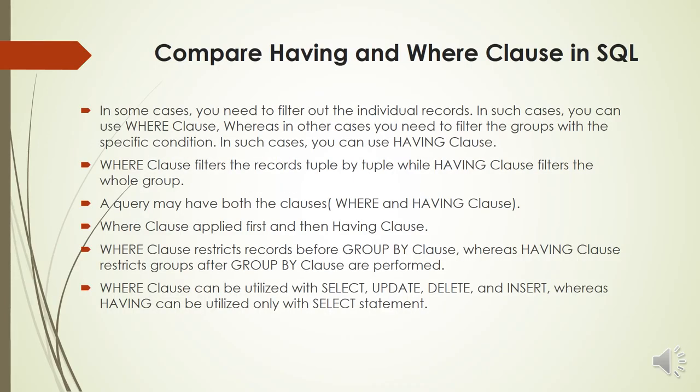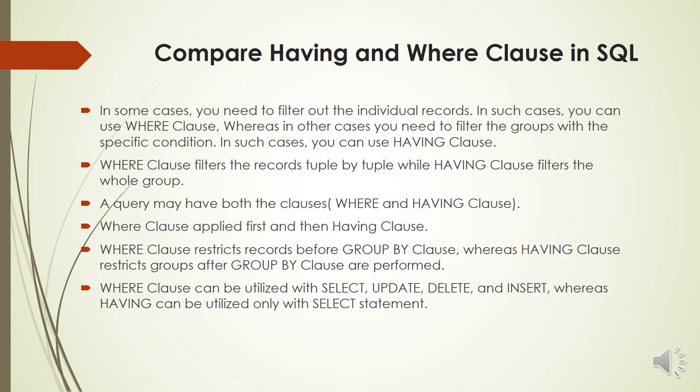Comparing HAVING and WHERE clause in SQL. In some cases, you need to filter out the individual records. In such a case, we can use the WHERE clause. Whereas in other cases, you need to filter the groups with a specific condition. In such cases, you can use the HAVING clause. A WHERE clause filters the records tuple by tuple, that is row by row, while the HAVING clause filters the whole group.